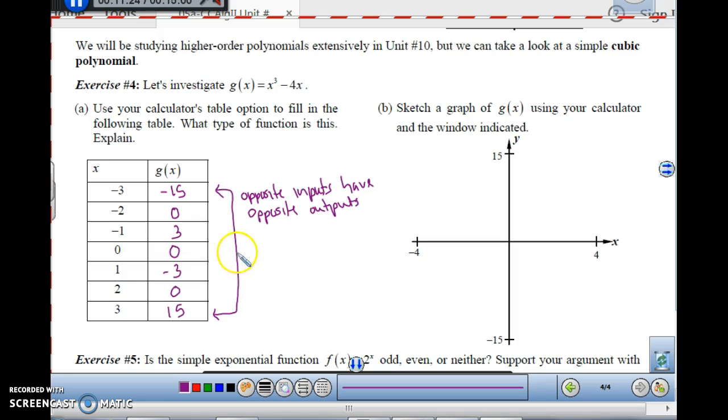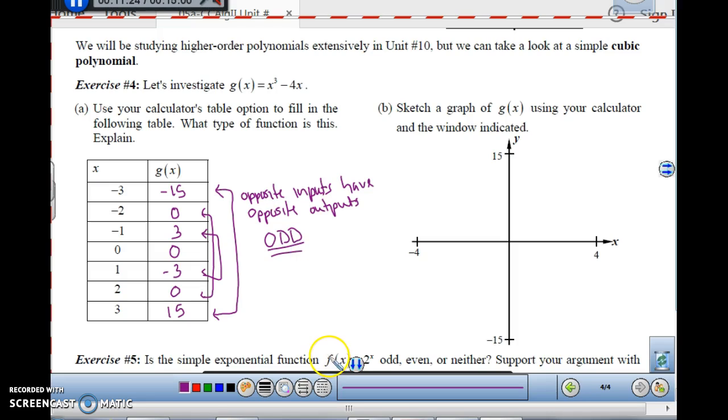Okay, opposite inputs have opposite outputs. All right, is that true for all of them? If I do -2 is 0, 2 is 0. Well, technically those are still opposites when we do that. And then -1, 3 and 1, 3. Opposite inputs, opposite outputs. So what kind of function is this going to be? It is going to be odd. It is an odd function.